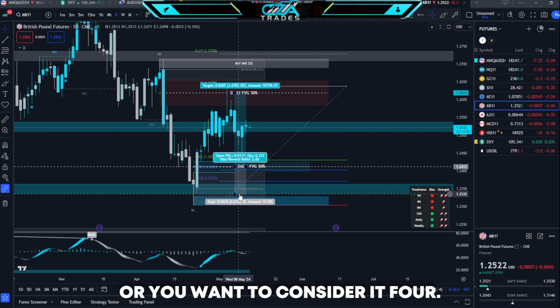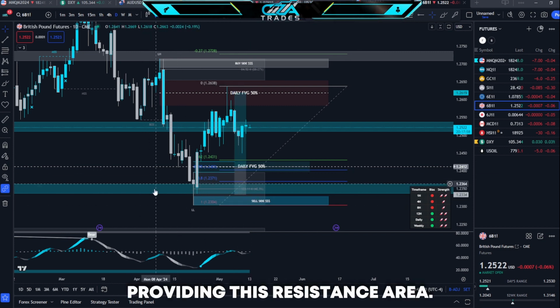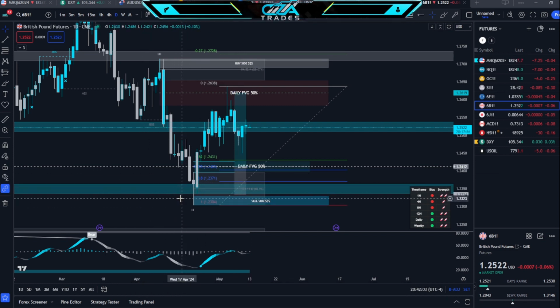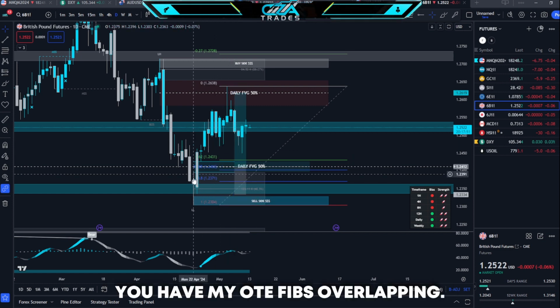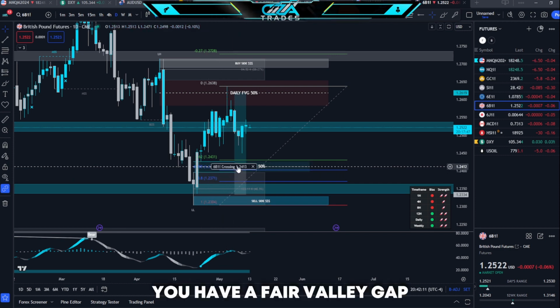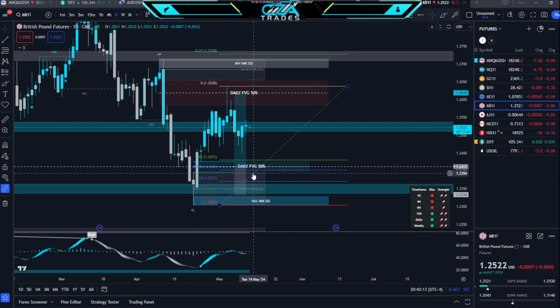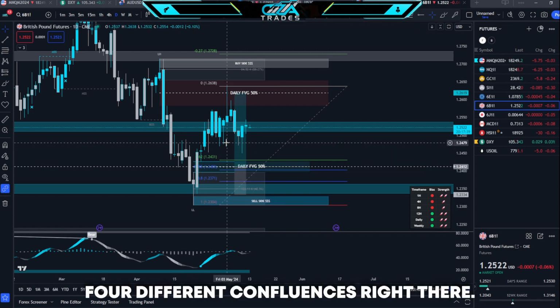3 different confluences. 4. You want to consider it 4. You have EZAlgo providing this resistance area. So you have 4 confluences. You have an extreme discount zone. That's 1. You have my OTE fibs overlapping. I have 2 of them on that. That's 2. You have a fair value gap sitting on top of an order block. That's 3. Right? And you are an extreme discount. 4 different confluences right there.